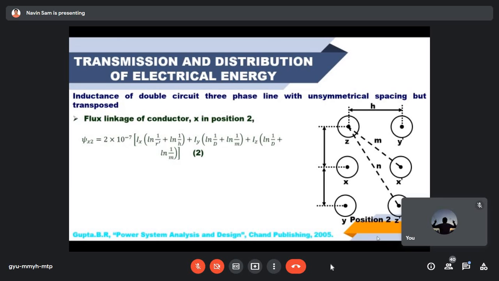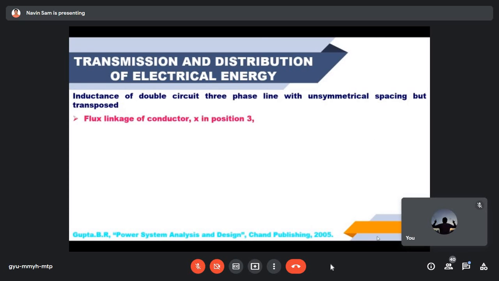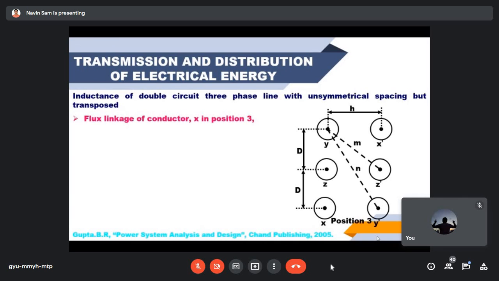Right, now position number 2 is completed. Let me move on to the next one, the flux linkage of conductor X in position number 3. For deriving the expression for flux linkage of conductor X in position number 3, I have taken a position 3 conductor arrangement and I have drawn it here.